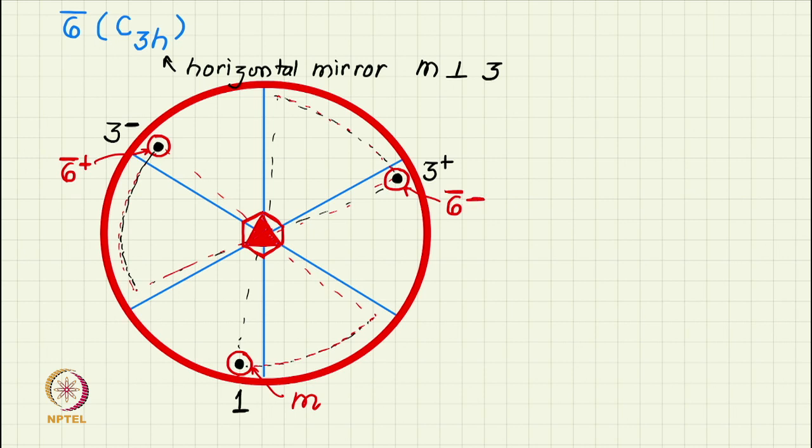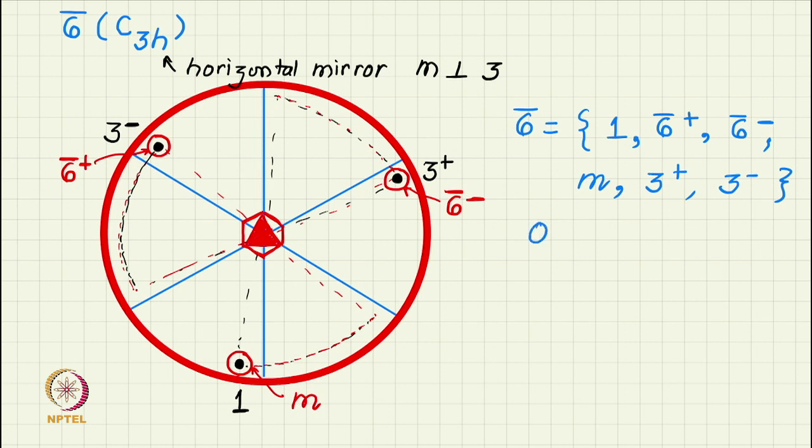So this gives us now the idea of how to write the group operations. So the 6 bar group is a group with 1, then you have 6 bar plus, you also have 6 bar minus, you also have M, 3 plus and 3 minus. So, a group of order 6.